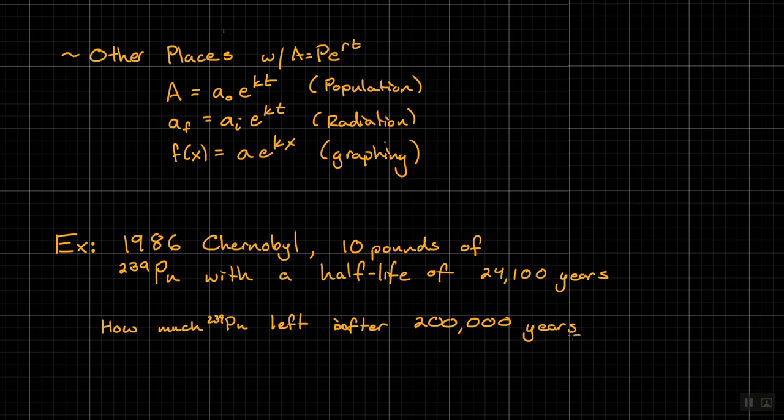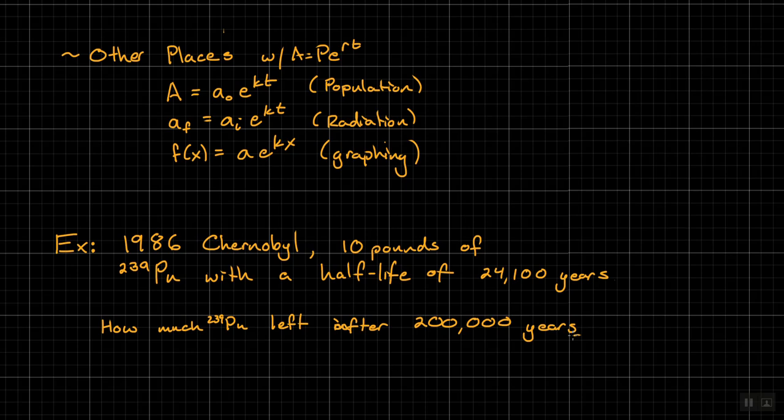Now, we can roughly estimate it. Really roughly. I can't work with 24,100 and do easy calculations, but it's pretty close to what number that's easy to work with? 25,000. Close to 25,000. So let's check it out. 200,000 is 8 cycles of 25,000 years. Are you guys cool with that? Cool.